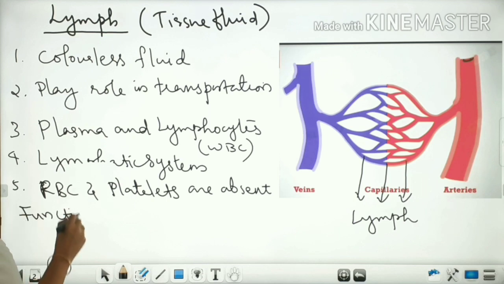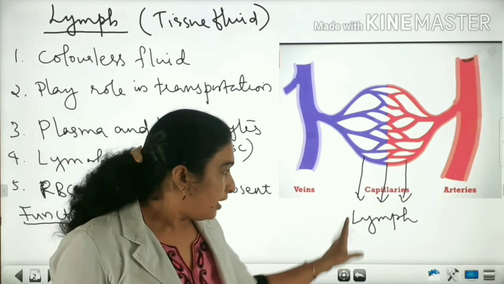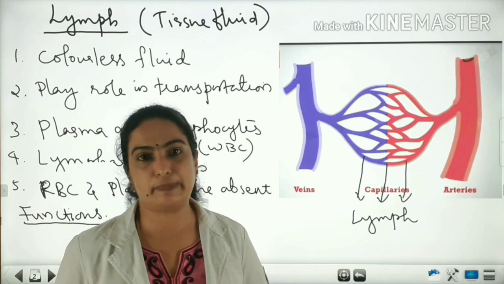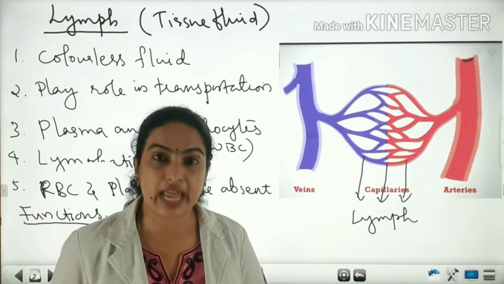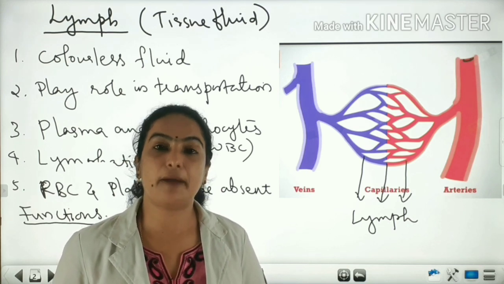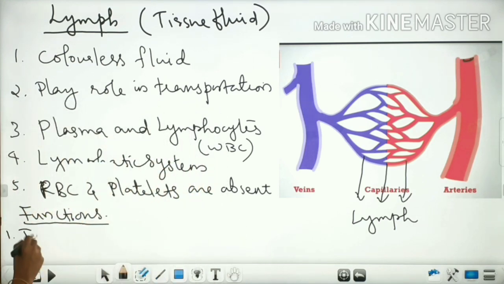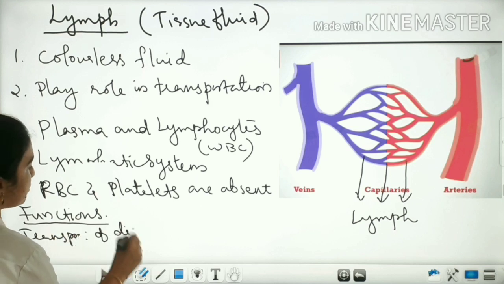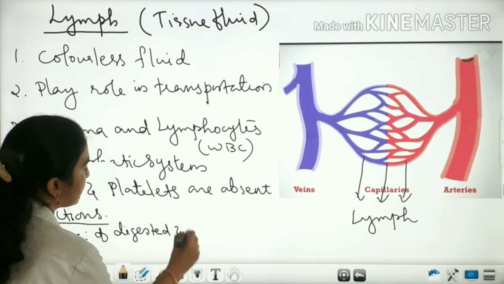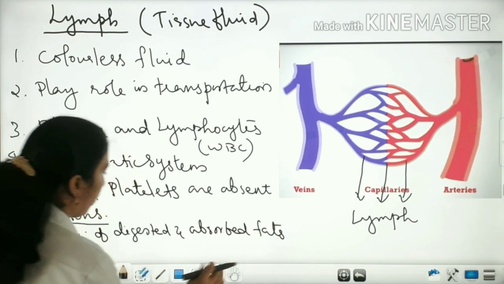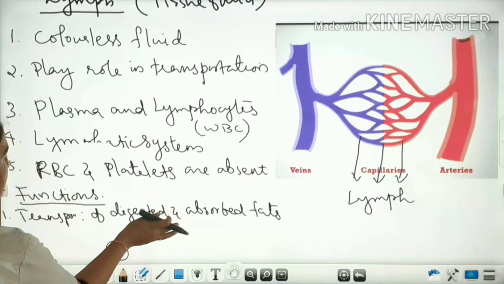Now we can see what are the functions of lymph. First function, it helps in the transportation of digested and absorbed fats. So it can transport the digested and absorbed fats in the body. That is the first function.